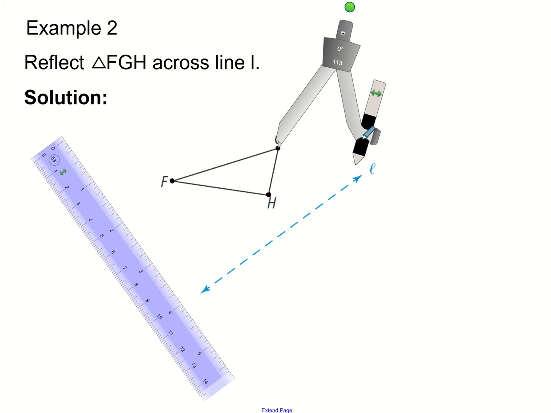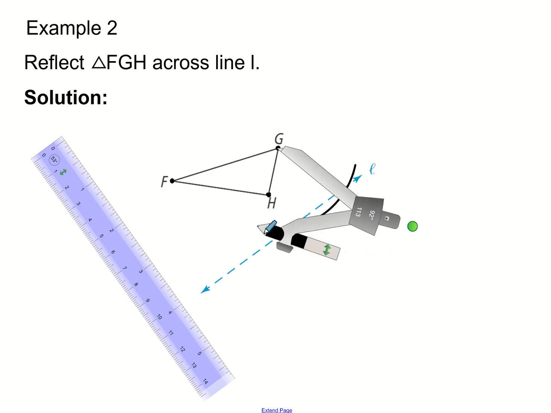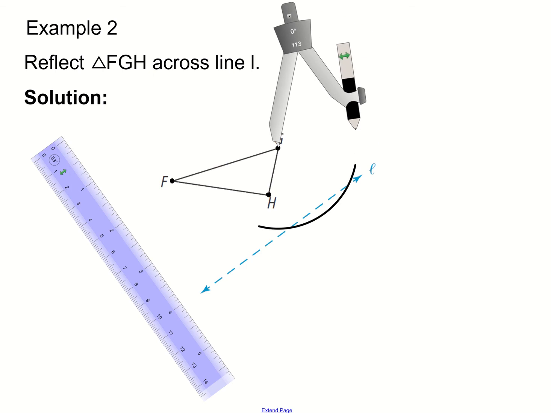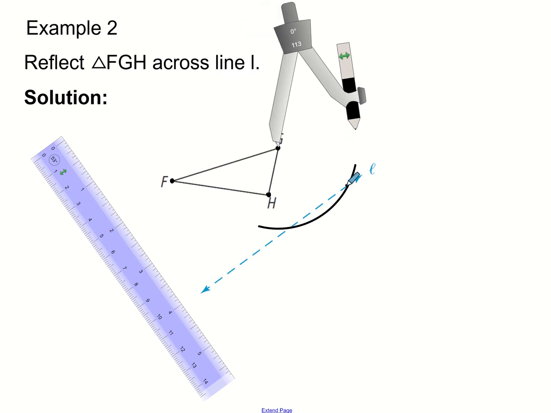Okay, so let's say I adjusted it to this amount, and I'm going to go ahead and cut the line with an arc. You want to make sure that it cuts it at 2 points, just like it does here. And so now what we're going to do is label the points where it crosses, which are here and here.